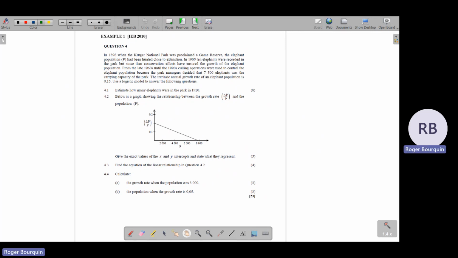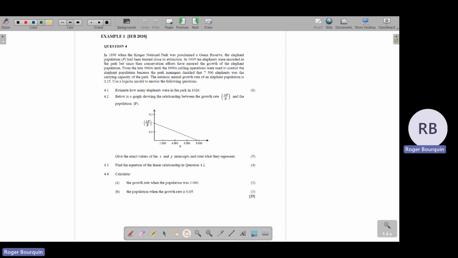Okay, in 1888, when the Kruger National Park was proclaimed a game reserve, the elephant population had been hunted close to extinction. In 1905, 10 elephants were recorded in the park, but since then, conservation efforts have ensured the growth of the elephant population. From the late 1960s until the 1990s, culling operations were used to control the elephant population because the park managers decided that 7,500 elephants was the carrying capacity of the park. The intrinsic annual growth rate of the elephant population is 0.15. Use a logistic model to answer the following questions.